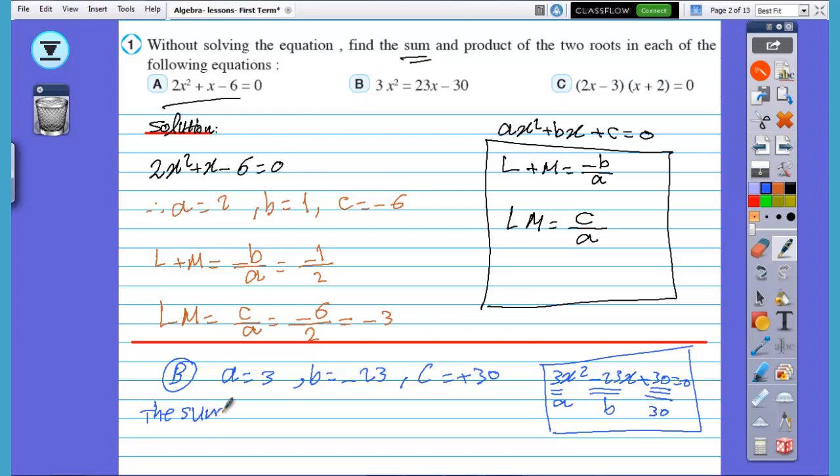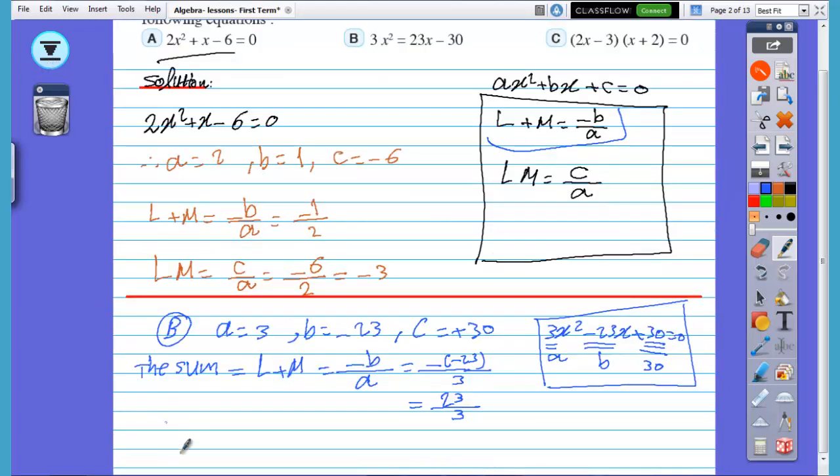Now to answer these two parts, first the sum of the two roots equals L plus M, such that L and M are the two roots of this equation, equals, according to the first rule, negative b over a. You have to memorize it. Equals negative negative 23 over a, which equals 3. So the result equals 23 over 3.